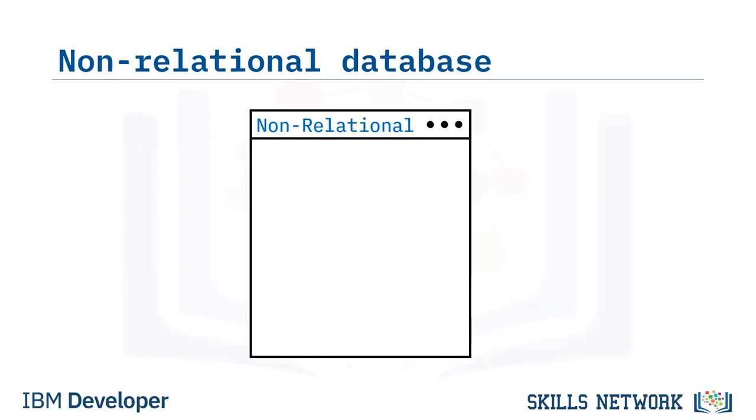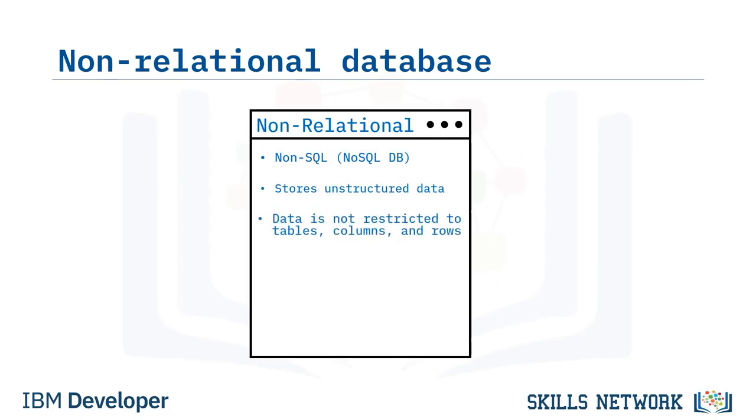A non-relational database is a non-SQL database, also known as a NoSQL database, that stores unstructured data. Non-relational databases are not restricted to data being in tables and therefore differ from structured relational databases in that there are no tables, rows, or keys. Instead, a range of different types of data can be stored in different formats using specialized frameworks.